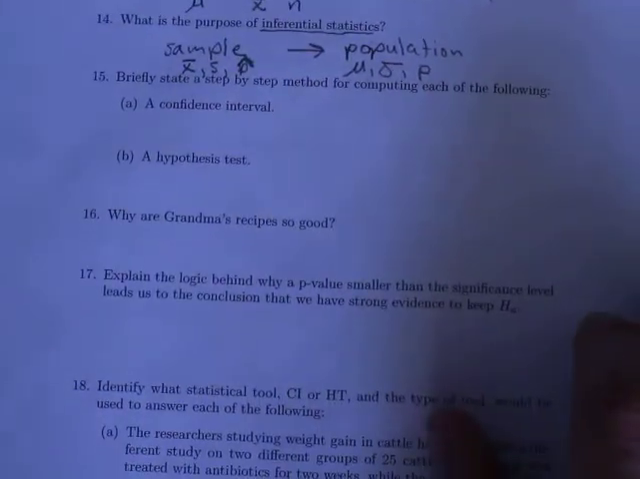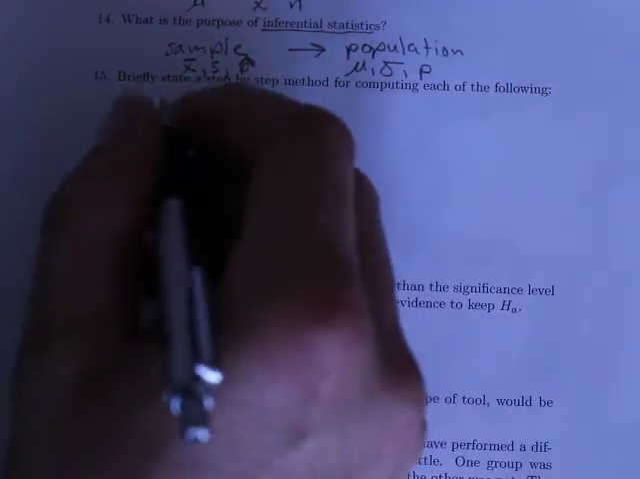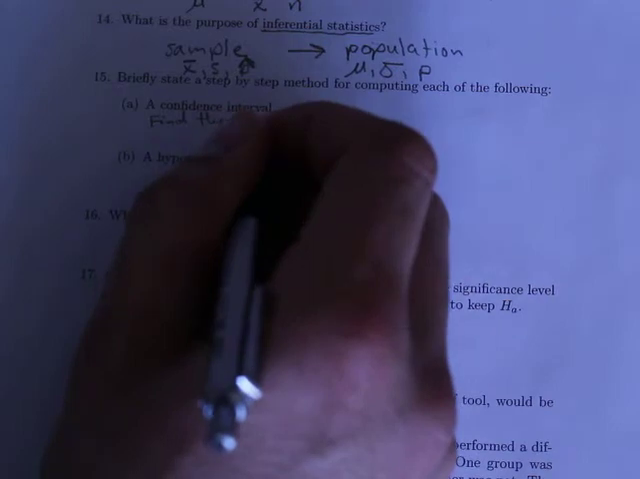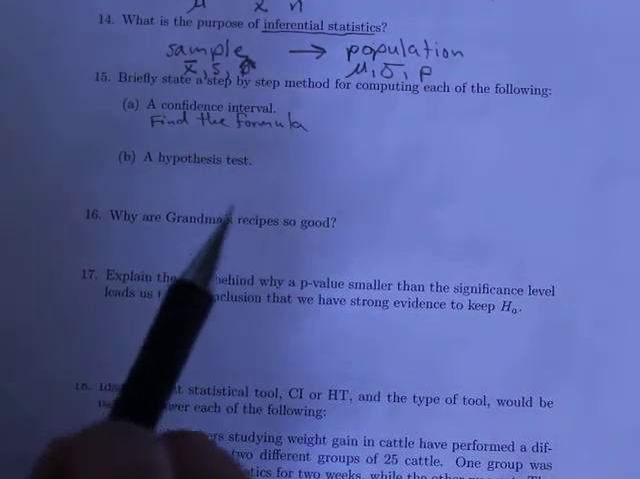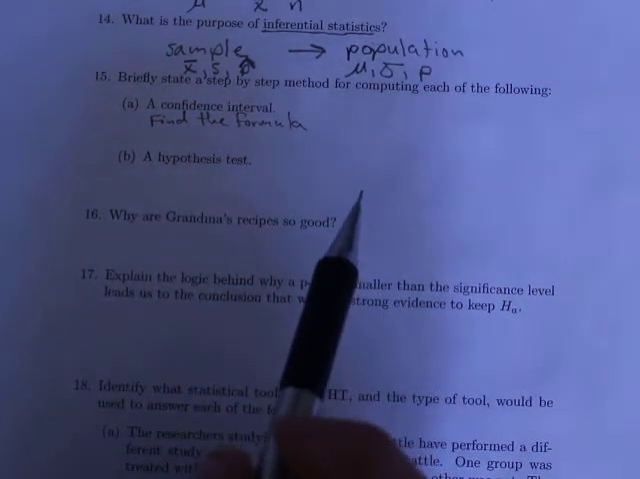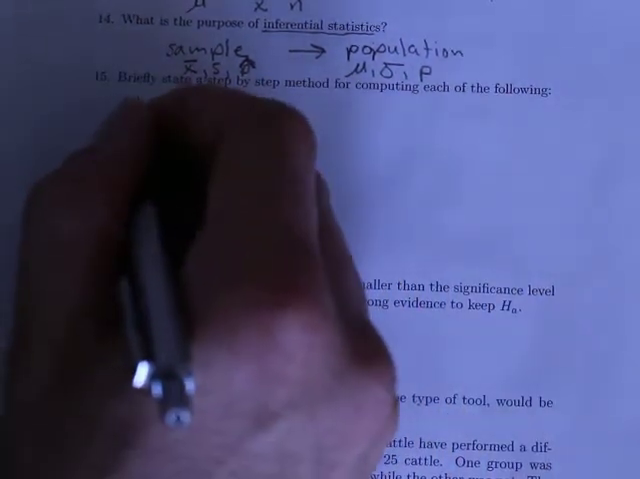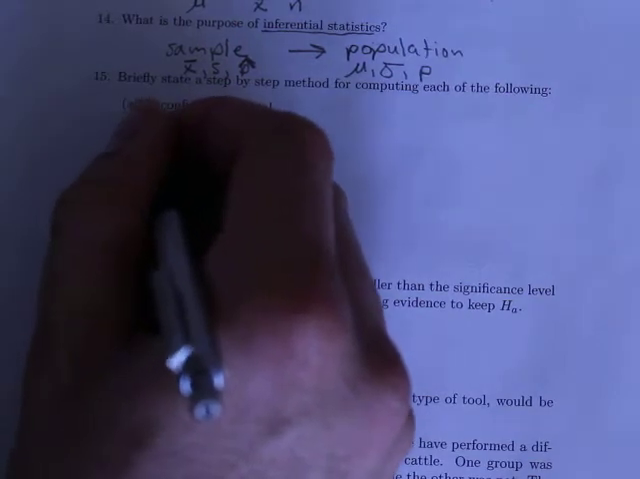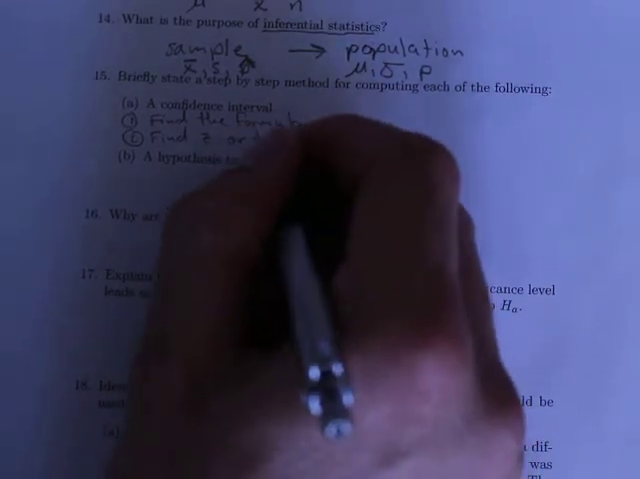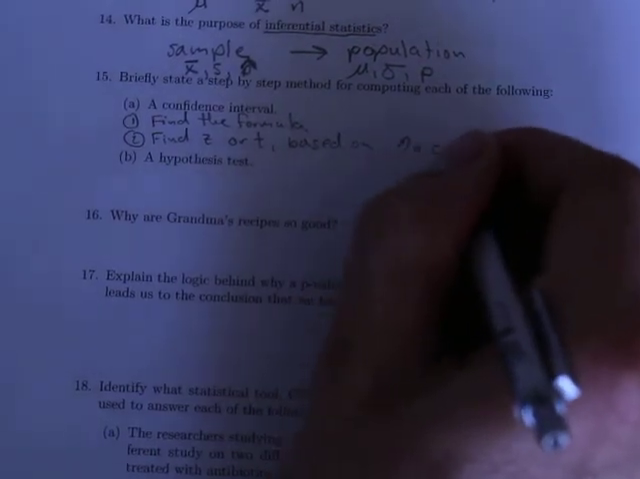Alright, the next thing I want to talk about is the step-by-step method for computing each of the following. In my words, for a confidence interval, find the formula. Now remember that you need to get the appropriate one, so you need to decide whether it's a single sample mean or population proportion, and decide whether you know the population standard deviation or not, but find the formula. And then the next thing is find Z or T from the table based on the percent confidence that you want.